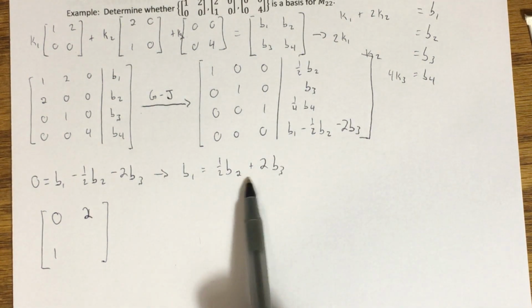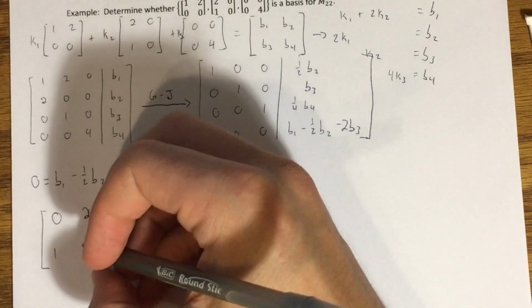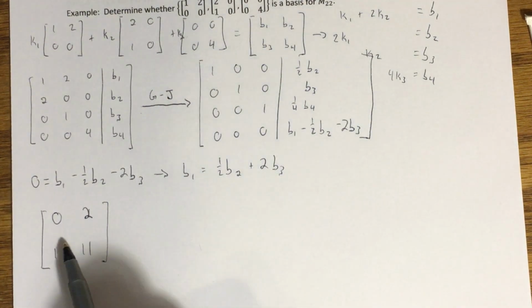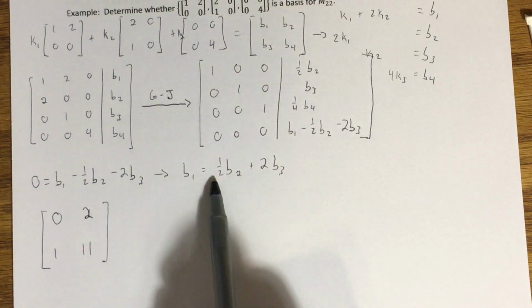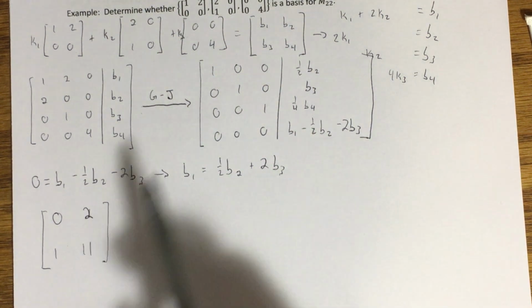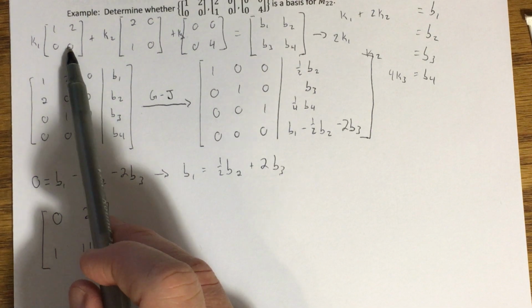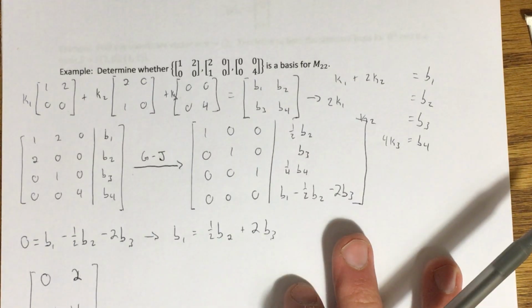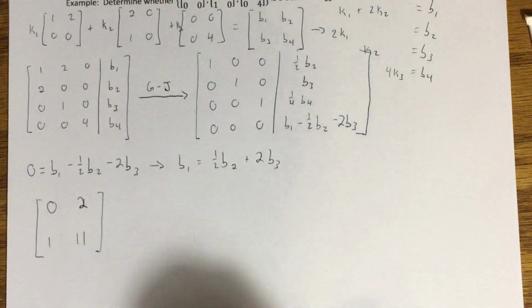It doesn't show up anywhere in this equation, so B4 can be anything that I want it to be, maybe 11, doesn't matter. So because this fails this requirement, that's telling me that there is no linear combination of these 3 matrices up here that would ever give me this matrix.